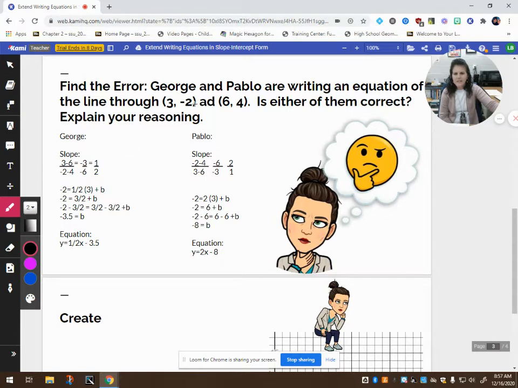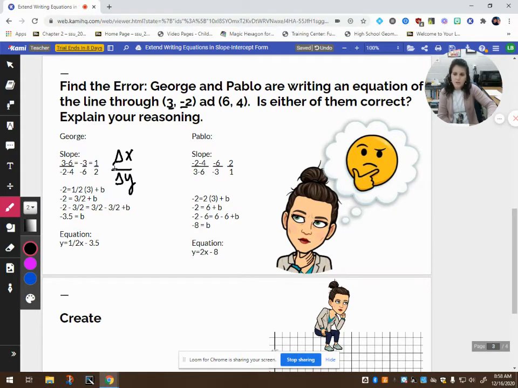So let's see what they did here. This is the x-coordinate, this is the y-coordinate. So we know to find slope, we're going to do change in y over change in x. So it looks like this George did 3 take away 6. Did he do change in y over change in x? No, he did not. He did change in x over change in y. So right there, George made a mistake. But let's just see if he followed through and did everything else correctly. So he then found his slope to be 1/2, which is wrong.